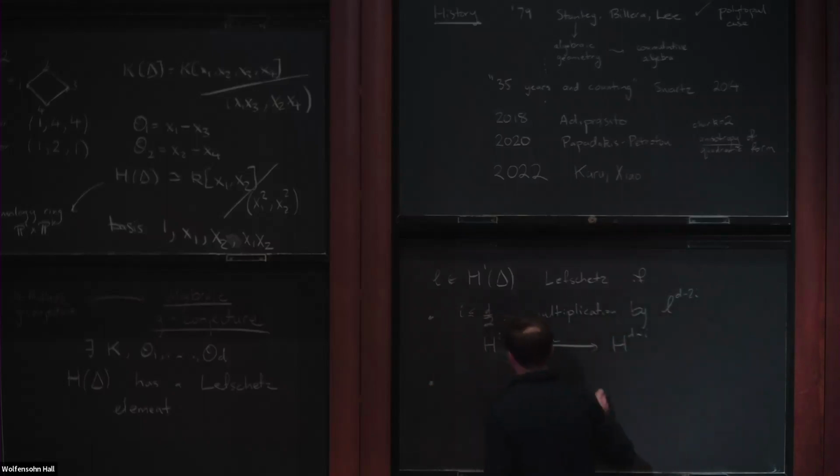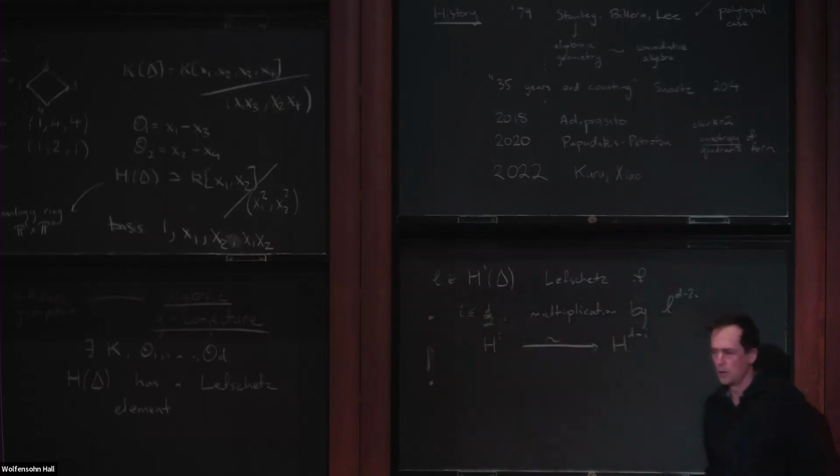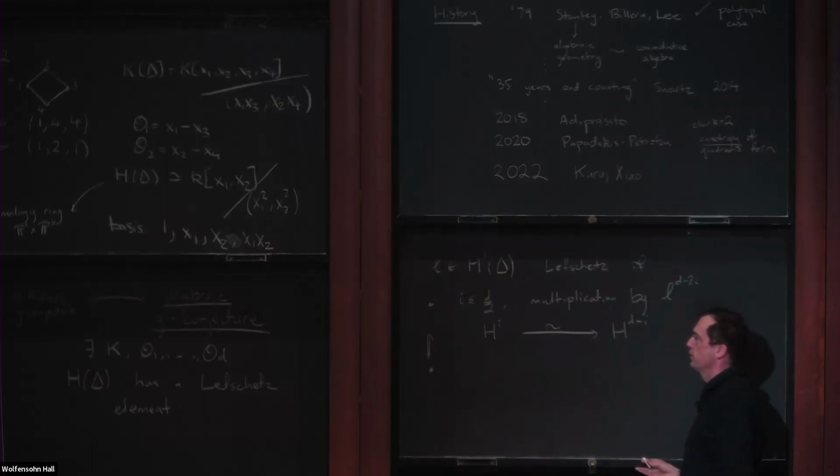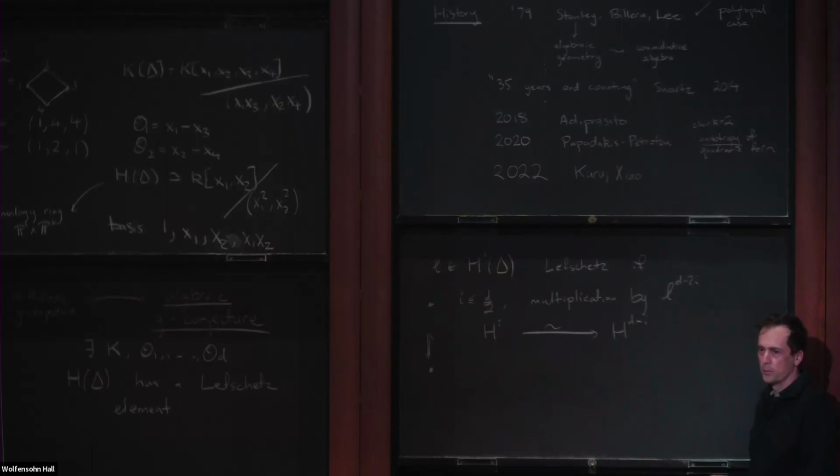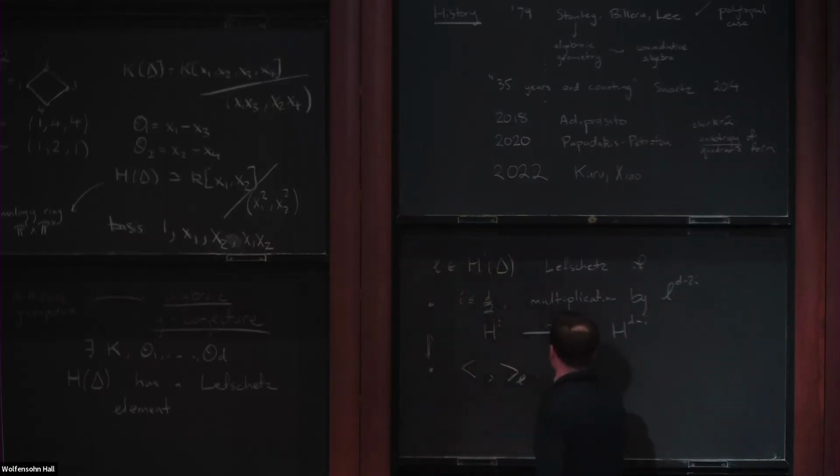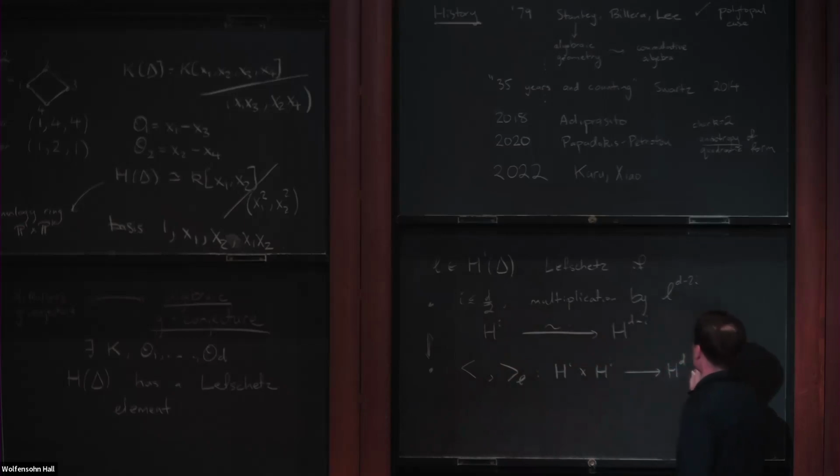And then there's an equivalent way of saying it. So this is like if and only if. It's a little linear algebra exercise that these are the same. But if I wanted to present this in a more confusing way, you could also define a pairing from HI cross HI to HD.